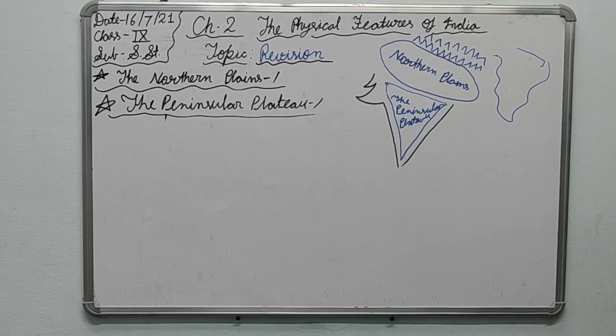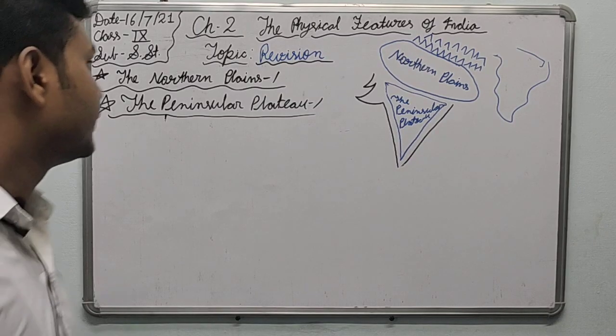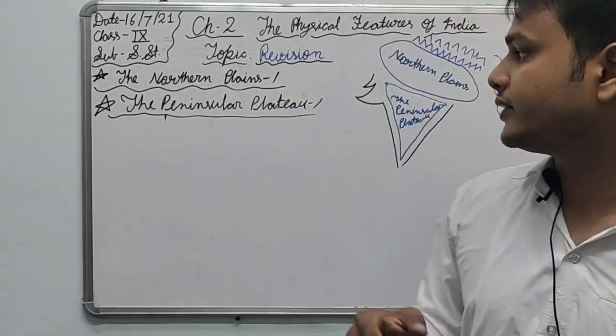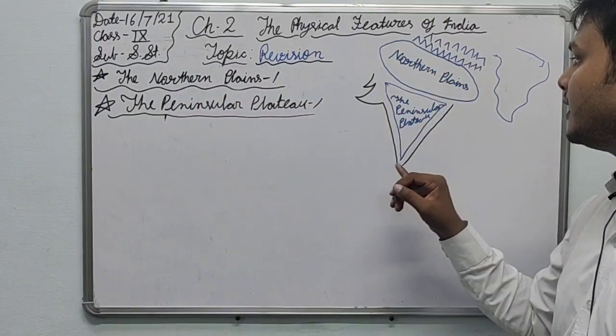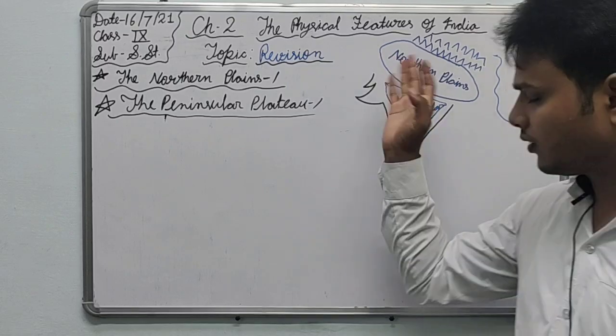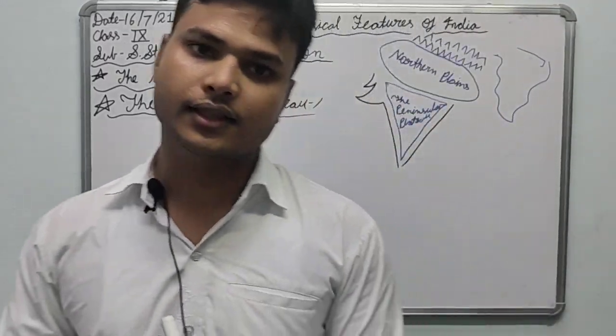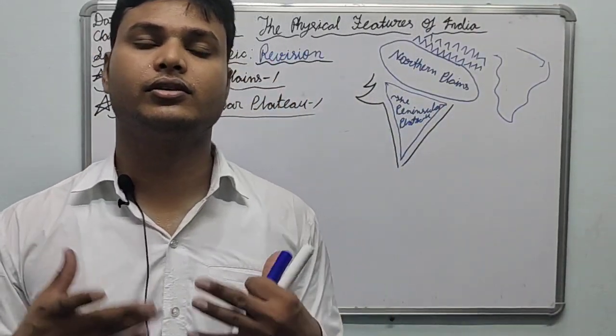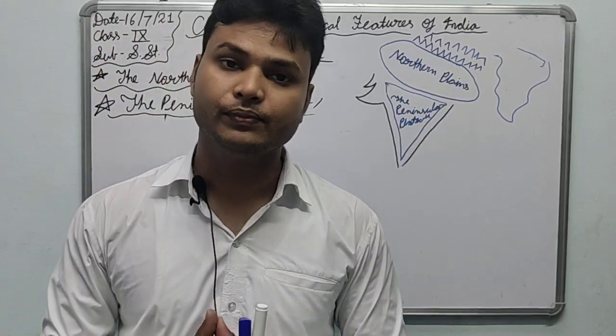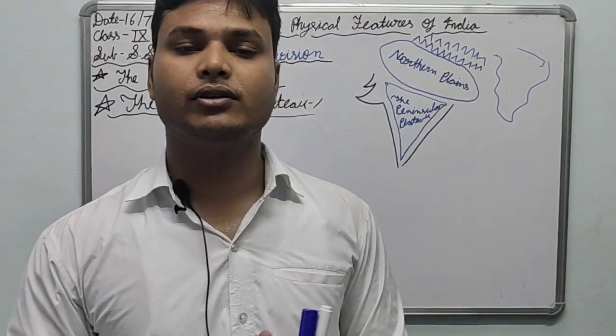The Peninsula Plateau we have cleared. Now listen to me guys, this video is quite enough. In the next class 2 points are left, the coastal plains of India and the islands. Also the Indian desert we will discuss in the next revision class. I hope this is all revised and this will be helpful to you to prepare for the test.